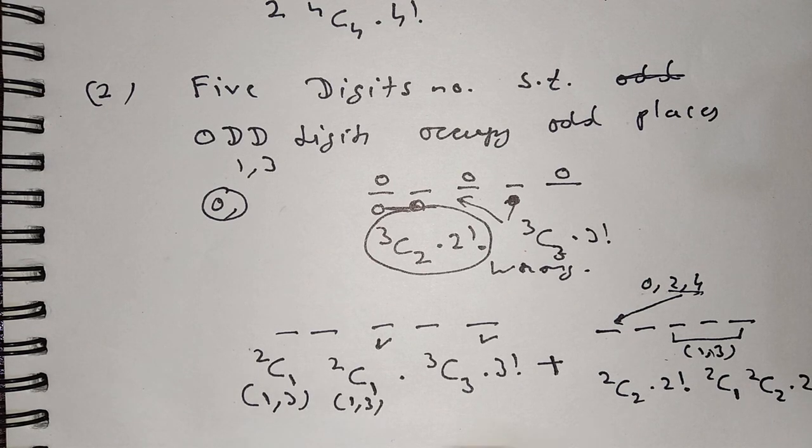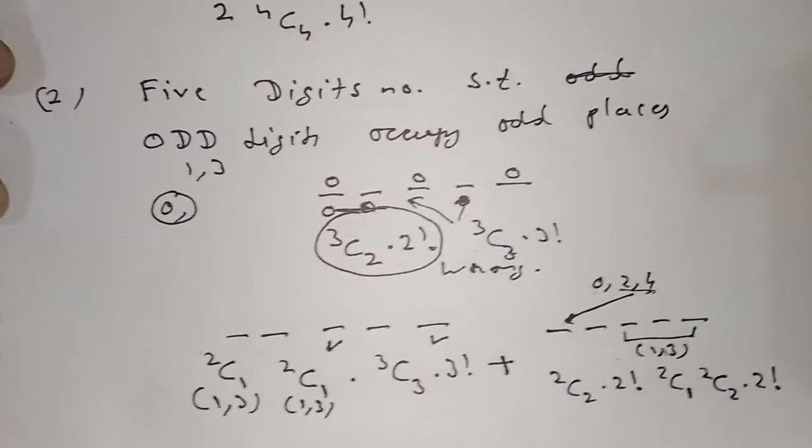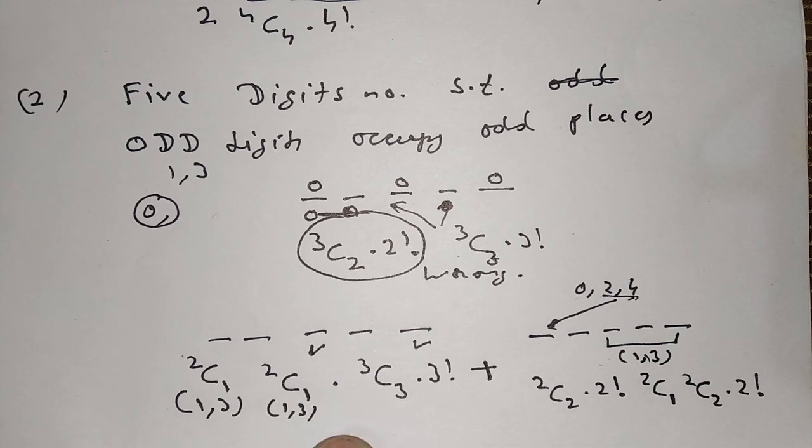So the net answer will be the summation of these 2 cases. So we must note that whenever we have 0 among the digits, we will always consider 2 cases, one with 0 and another without 0.